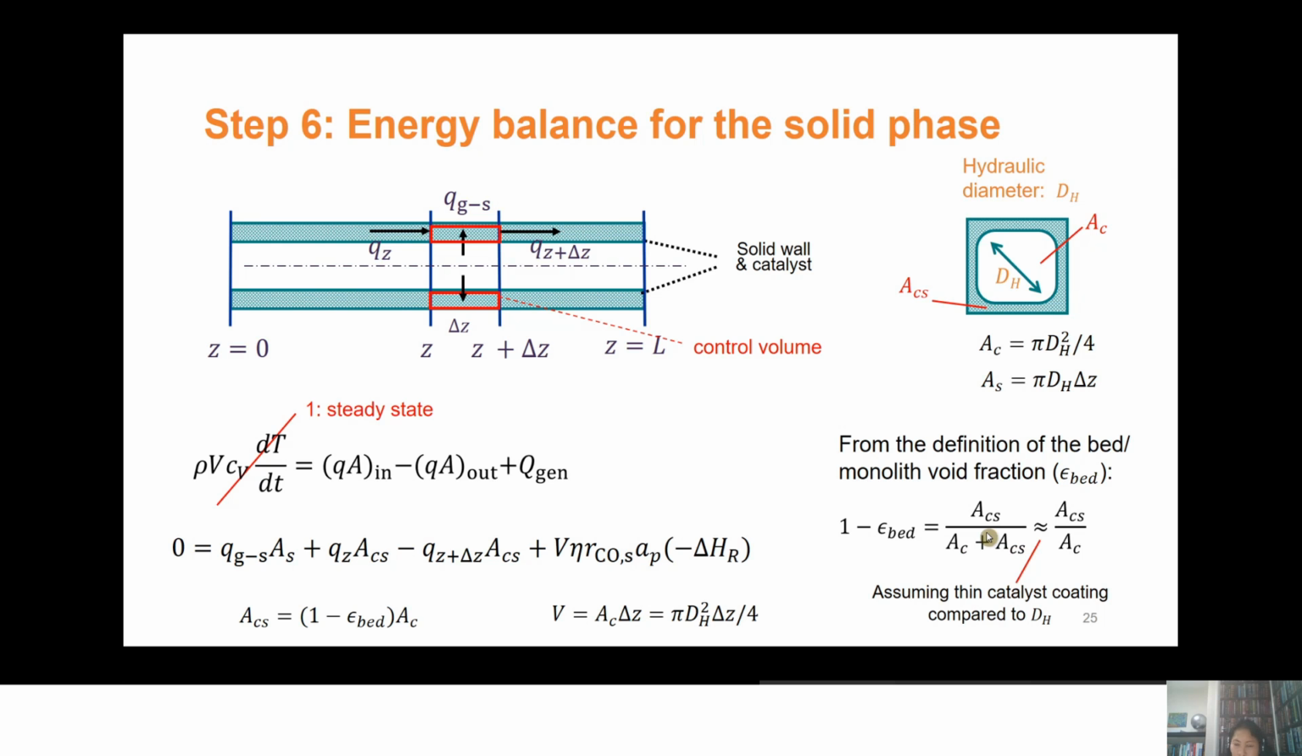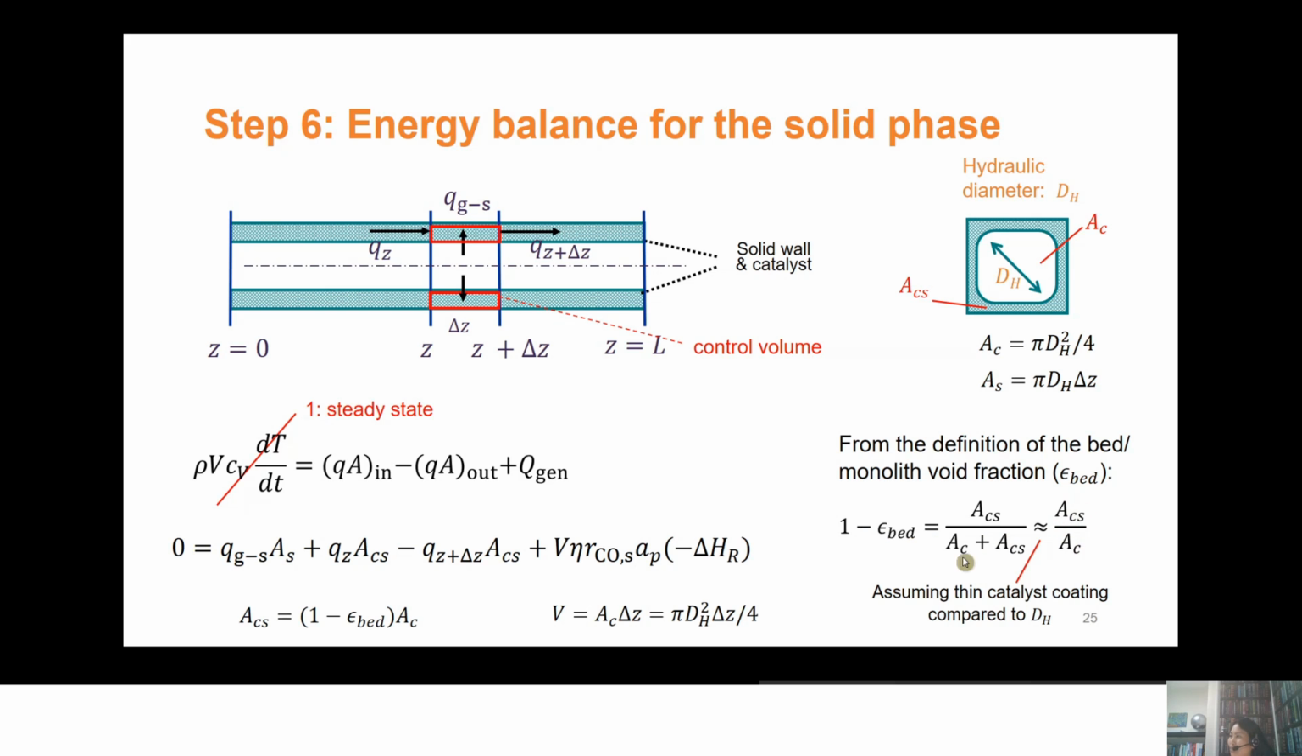But we can assume that the catalyst coating is thin, and this is very much smaller compared to the diameter of the gas channel. So if you assume that the thickness of the catalyst coating is thin, then in the denominator, we can say that this is significantly smaller than AC. So my denominator will just be AC. So we can have 1 minus the bed voidage is approximately ACS over AC.